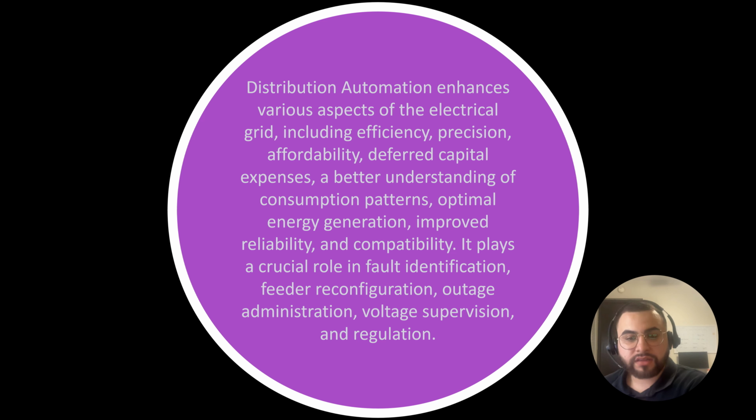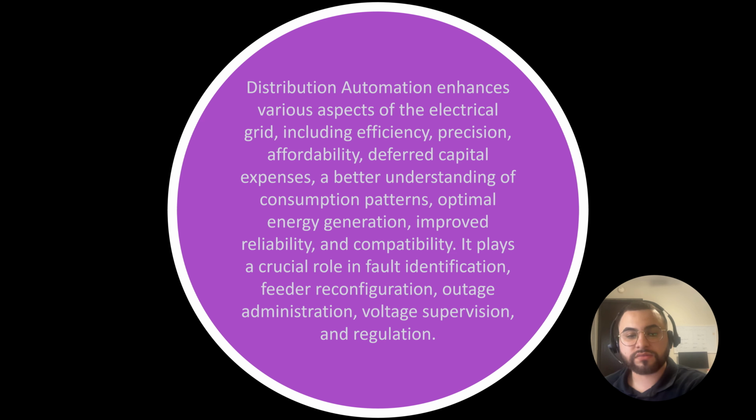Fifth, improved reliability, fault identification, and resolution. Distribution automation excels in fault identification and resolution. Automated systems quickly detect issues, allowing for swift response and minimizing downtime. This significantly enhances the overall reliability of the grid.